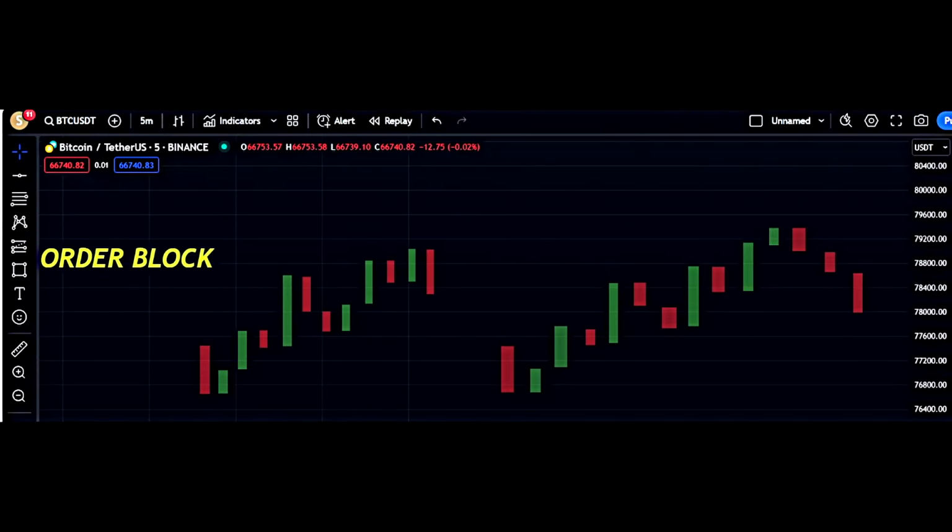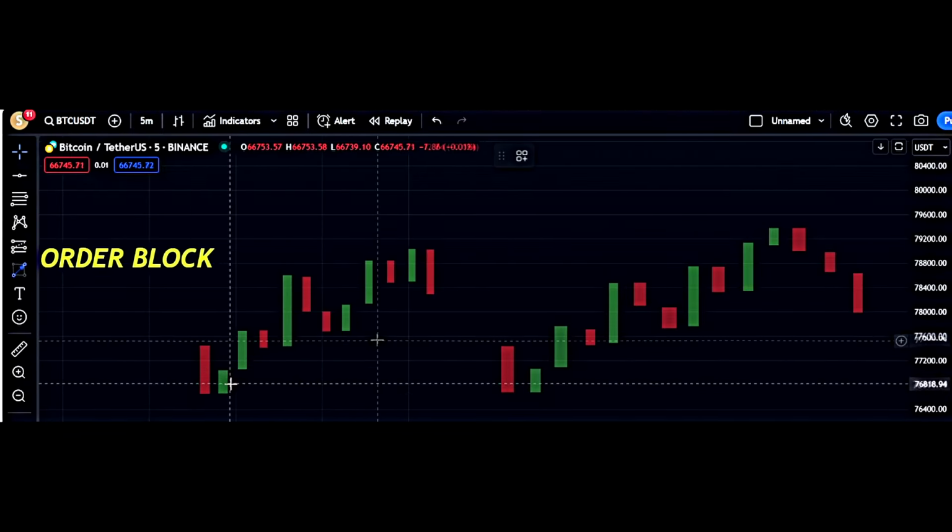Now, talking about the final and foremost thing, that is our ideal setup, or I could call it a hidden secret, which will help you take the perfect entry and minimize your losses. Let's look at that. That is our order block strategy. Okay, so this is our first.